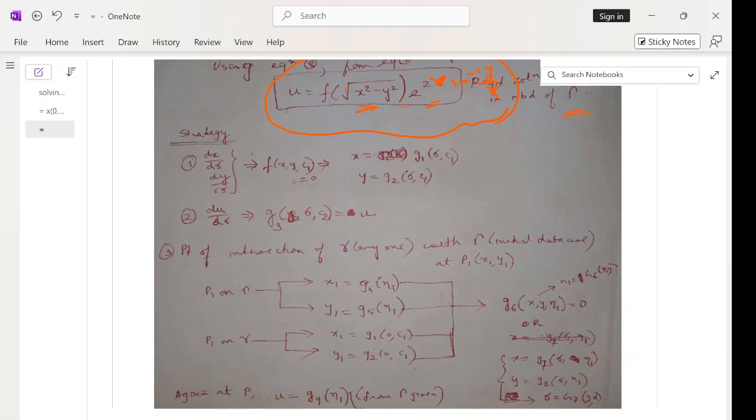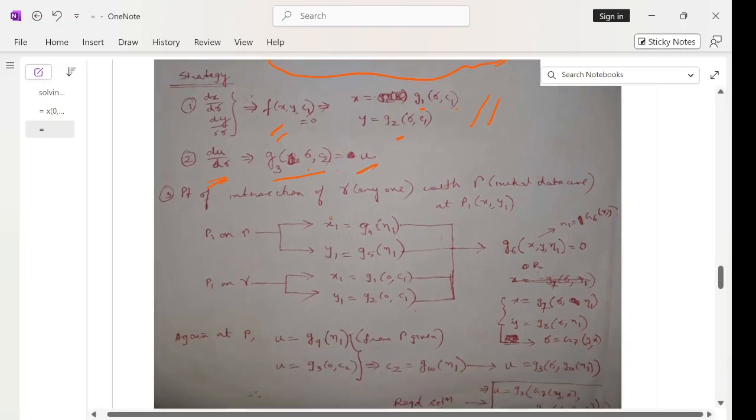From here I am integrating to get the one parameter family of characteristic curves. So from here I can again write the parametric form as some function of sigma, c1, g1 function, g2 function, and using the compatibility condition I can write g3 function of sigma, c2. That means I can write u as g3 of sigma, c2. Okay. Now the intersection point I will use.